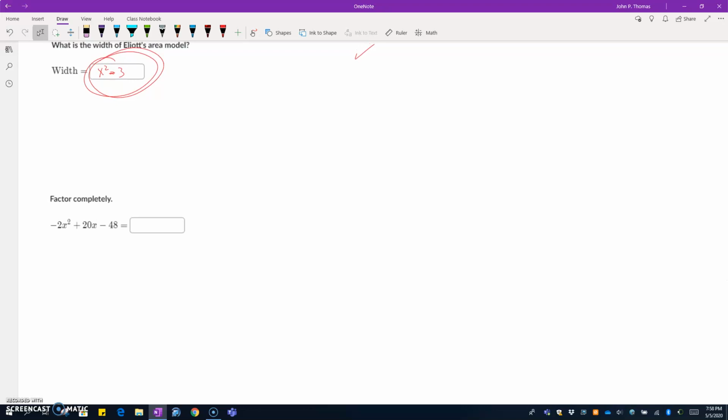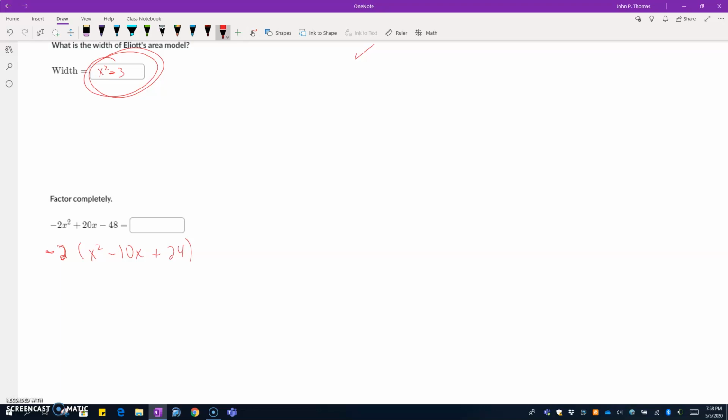Alright, now the other one that gave issue for people was factoring out a common factor. So when I look at this particular factoring problem, what I should notice is that every term is divisible by 2. And that the leading term is negative. So what I'm going to do is factor a negative 2 out front. Alright, that leaves me with x squared minus 10x plus 24.